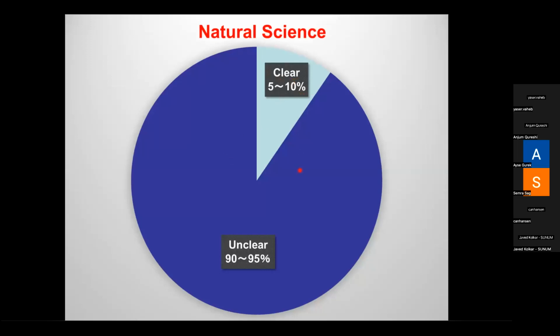Already cleared field is only 5 to 10%. The other 90 to 95% is unclear. But most researchers work on already cleared field. Very boring. You must challenge the unclear field, but it takes 40 or 50 years. So for your only one life, you have only one chance.